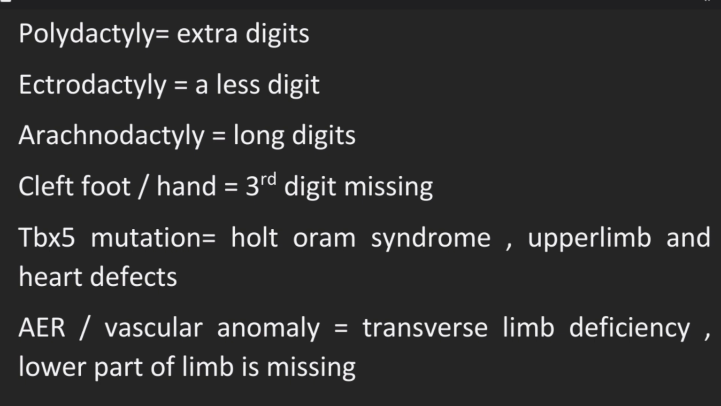Next is the TBX5 mutation. TBX5 is for the upper limb, and as a result of this mutation, the upper limb would have defects, but along with that, heart defects will also be present, and this is termed Holt-Oram syndrome. Now next we have the AER anomaly. AER was our rapidly dividing zone. So when there's an anomaly in that zone, there is a transverse limb deficiency. The lower part of the limb is missing, right? Because that front was responsible for the elongation of the limb. So the limb would differentiate, but it would not elongate. And that is why the lower part of the limb would be missing.